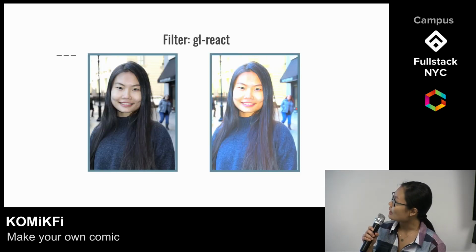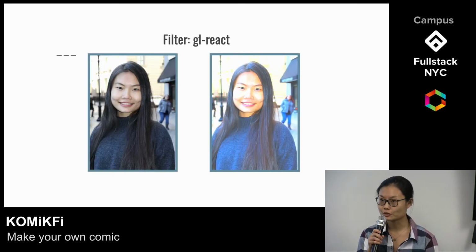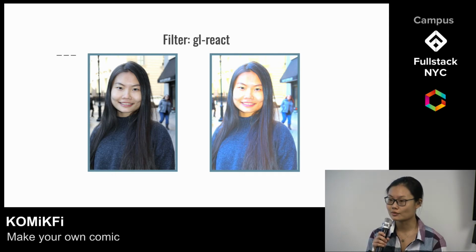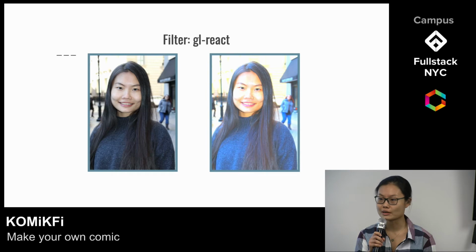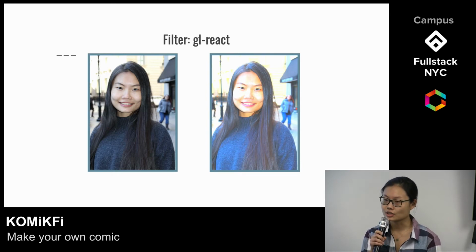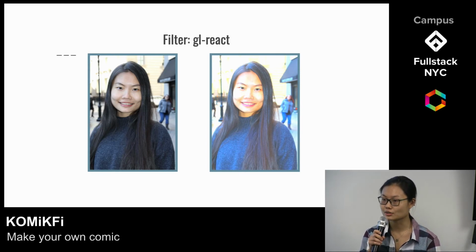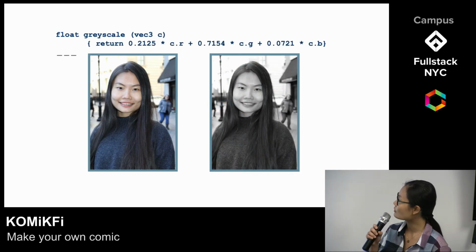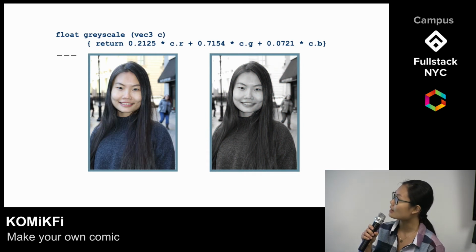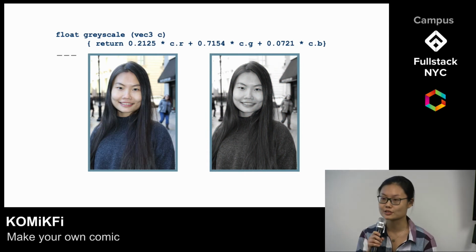Let's take a look at our filter functionality. We use the GL React library, which allows us to create our own fragment shaders in a string in the JavaScript environment. So far we have created 3 different filters. The first one, we alter the saturation and the brightness of the picture. The second one, we apply a calculated grayscale across all the pixels on the image.